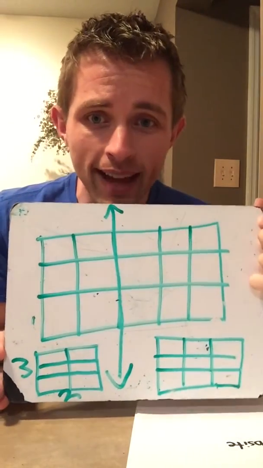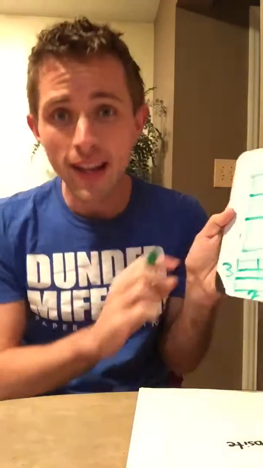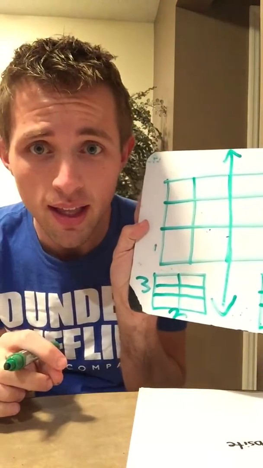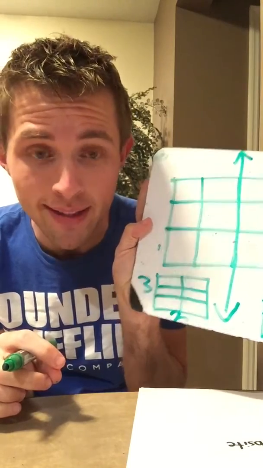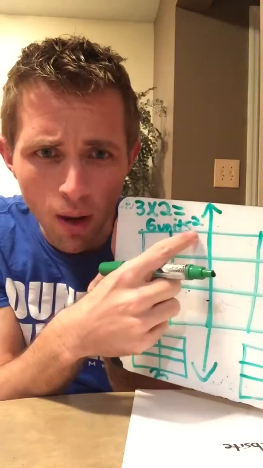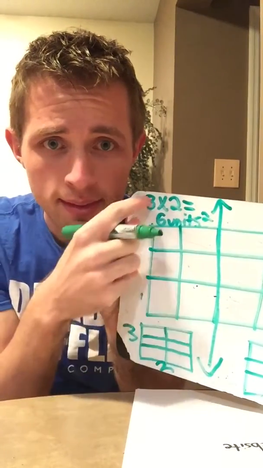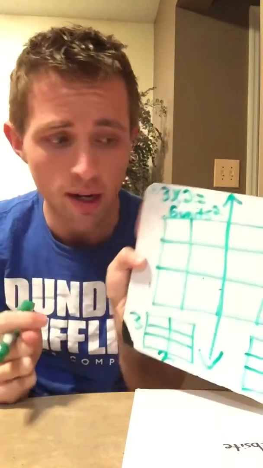I have the length and I have the width of this one, so I can find the area. Remember, area, do we add or do we multiply? We multiply, right? So I'm going to multiply 3 times 2, the length times the width. 3 times 2 is what? 6 units squared. Remember, you always square area. All right? 6 units squared.